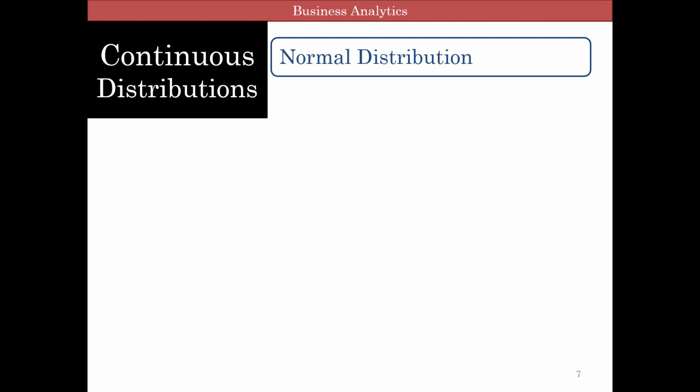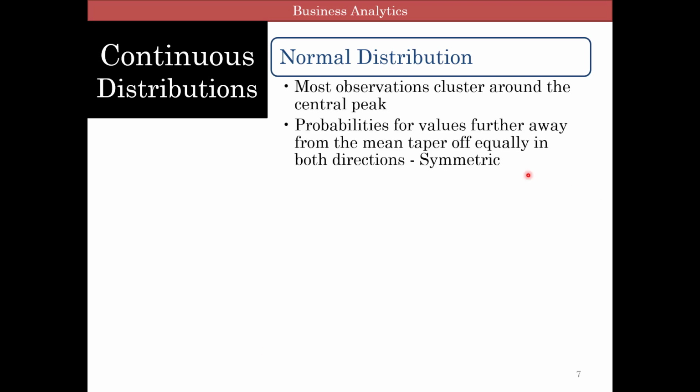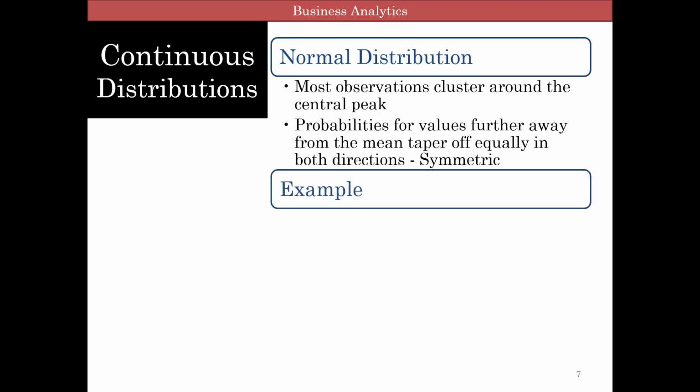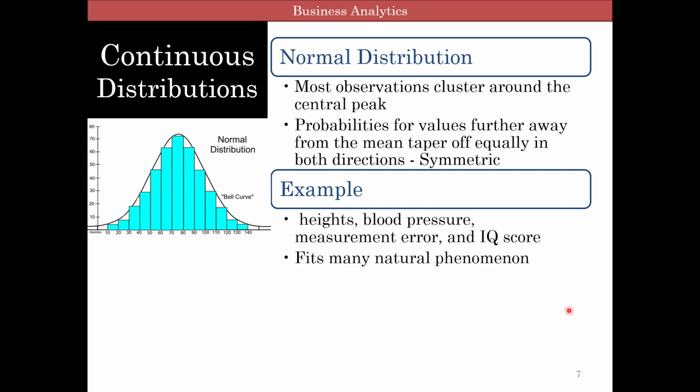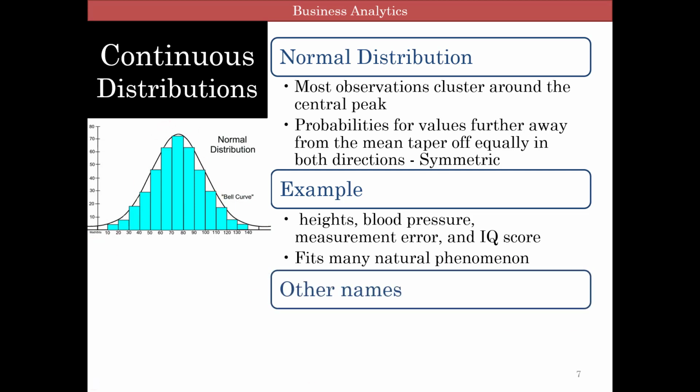Now, the final distribution which we're going to look at, and the most important distribution, is normal distribution. Here we assume most observations cluster around the central peak. Probabilities for values further away from the mean taper off equally in both directions, and that's why we say normal distribution is symmetric. Let's take an example, and the example could be height of people, blood pressure, measurement error, IQ score. It is also called a bell curve because it appears in the shape of a bell. It fits many natural phenomena, and it's also called a Gaussian distribution.